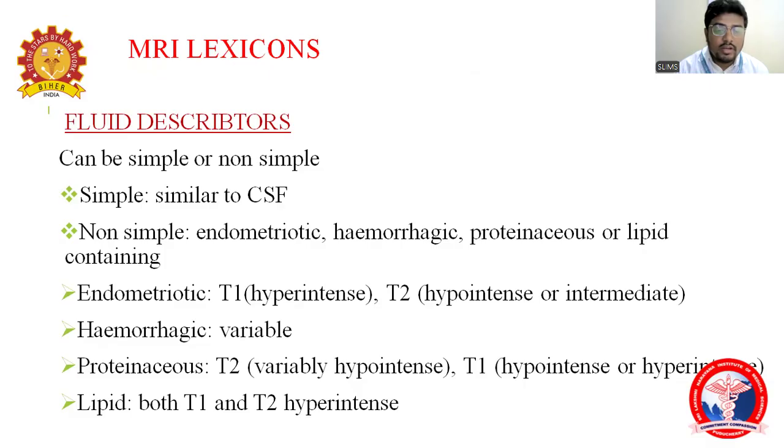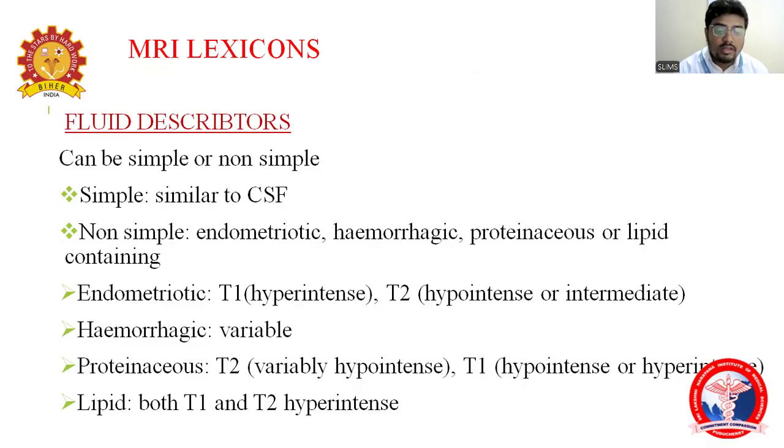In which case, in an endometriotic lesion the fluid content will appear hyperintense in T1 weighted image, and hypointense or intermediate signal intensity in the T2 weighted image, which is known as shading sign. And the hemorrhagic is variable. In case of chronic hemorrhage, both T1 and T2 will be hypo, and in case of subacute hemorrhage, both T1 and T2 will be hyper, and in case of acute hemorrhage, T1 will be hyper and T2 will be hypo.